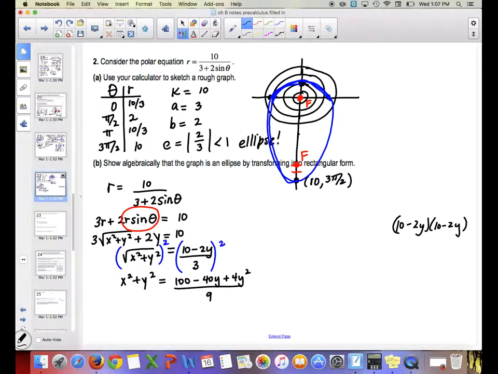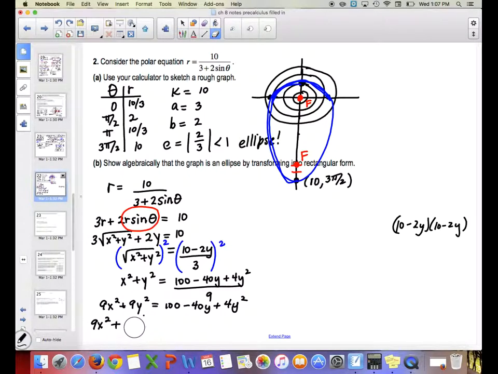We're going to multiply the 9 over. So we have 9x squared plus 9y squared equals 100 minus 40y plus 4y squared. When we reviewed completing the square, we got all of our x's and y's together and left the plain number on the right-hand side. So I'm going to get all my x's and y's together. I'm going to have 9x squared. I don't have an x term. And then I have plus 9y squared minus 4y squared.